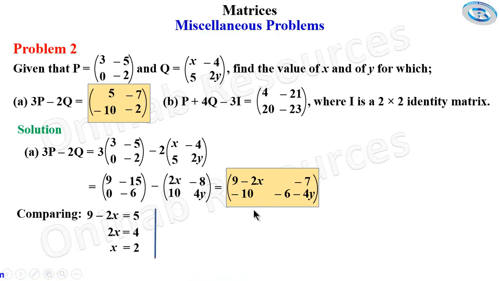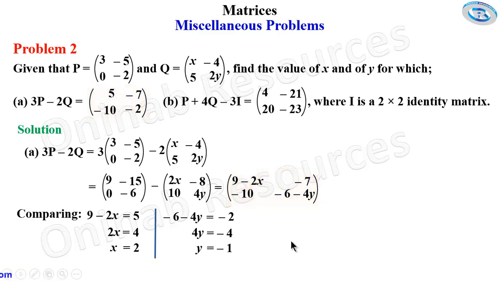Then we go further again. This is negative 6 minus 4y is equal to negative 2. Moving this to this side, we have 4y is equal to negative 4. This is negative 6 plus 2, which gives negative 4, and y is equal to negative 1. That is the end of solution to problem 2a.